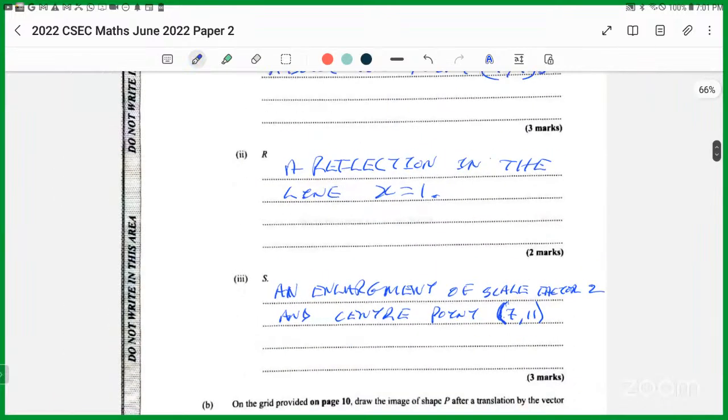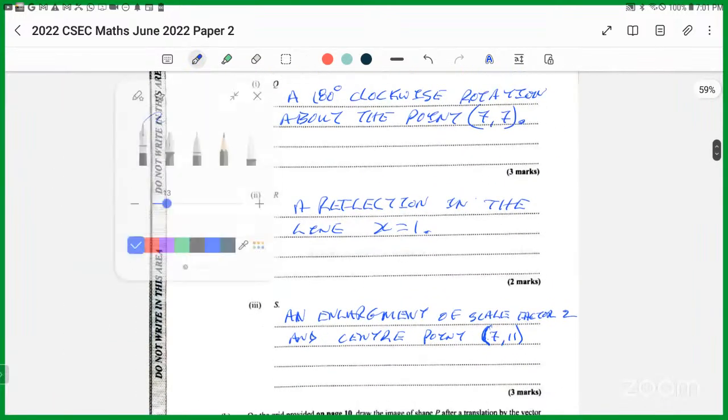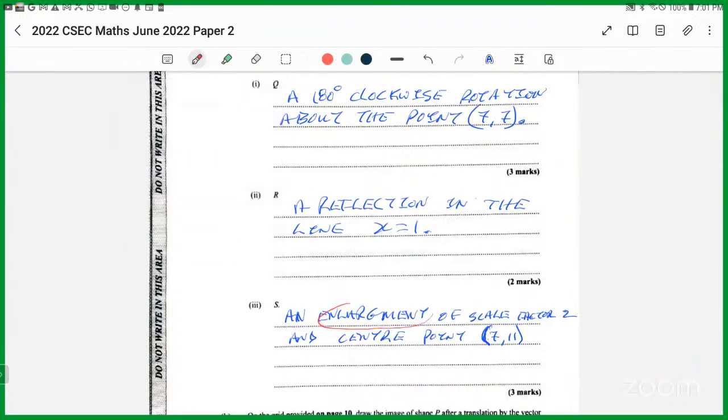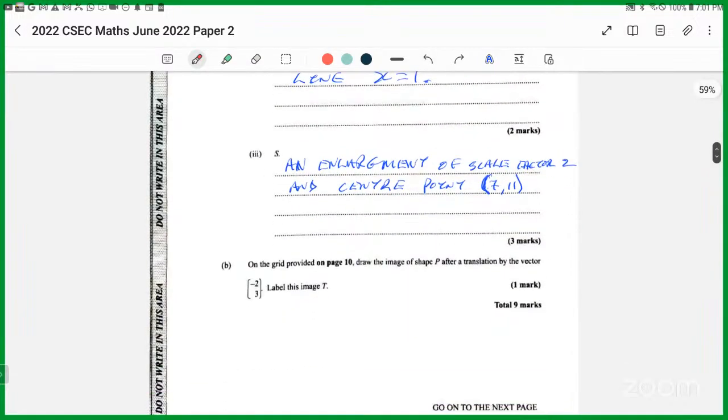But good with that? So that's it for enlargement. Right? Yes, sir. The 2 components of enlargement are scale factor and center. All right, simple as that. I'm finished with that one.